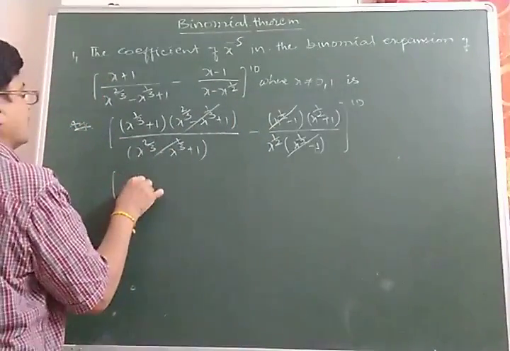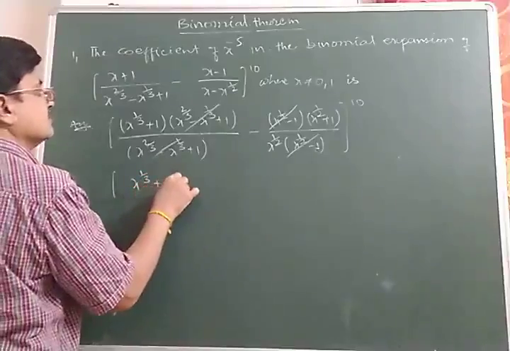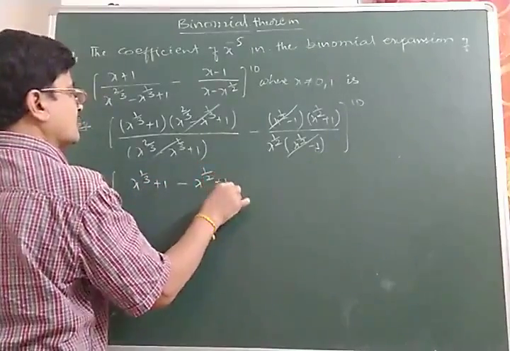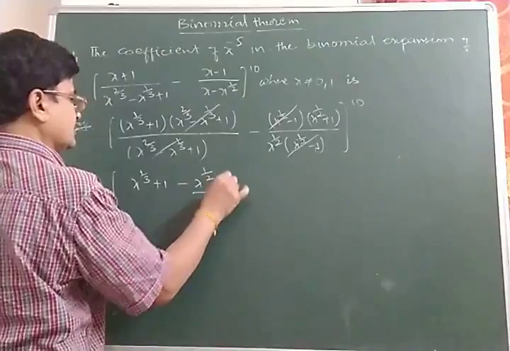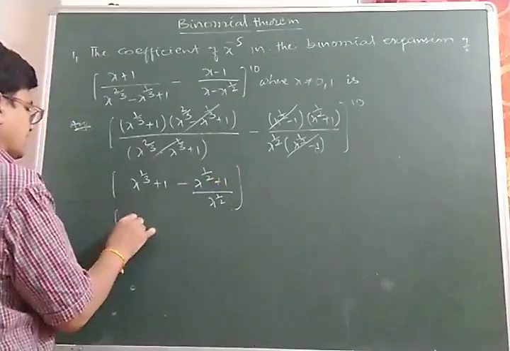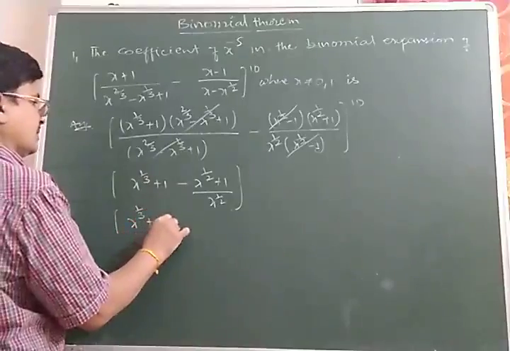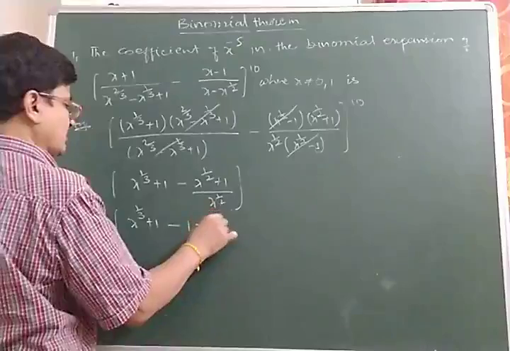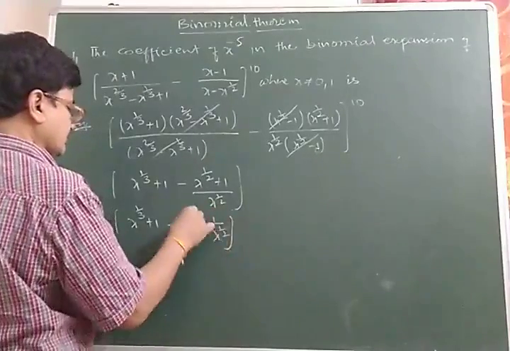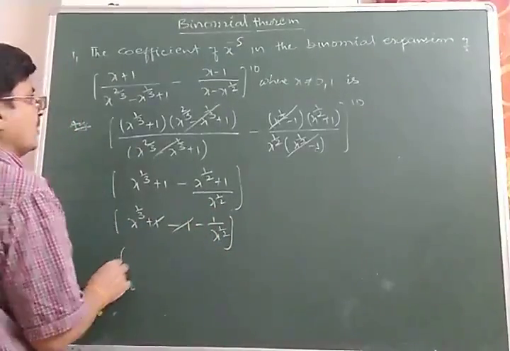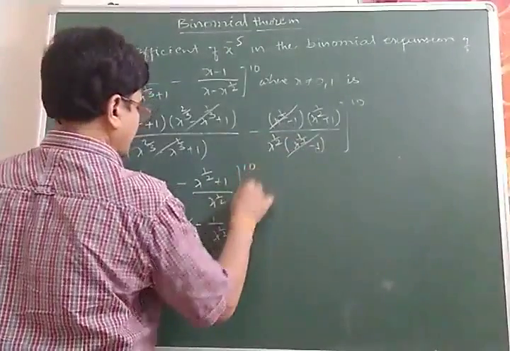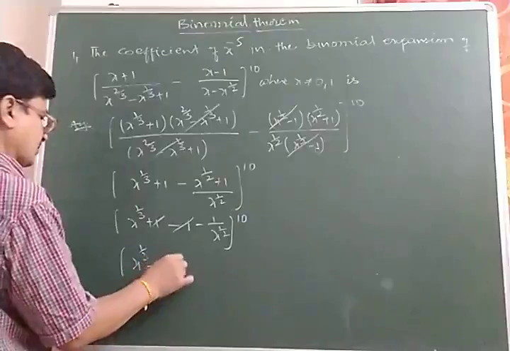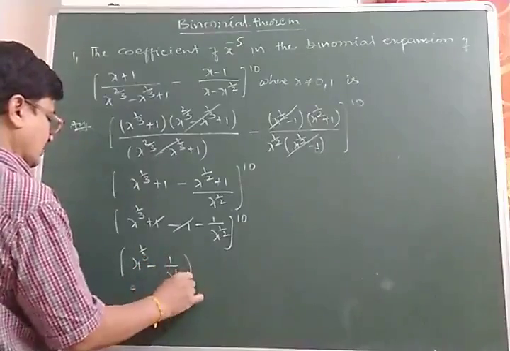Now this is x^(1/3) + 1 − x^(1/2) − 1/x^(1/2). Now again this is x^(1/3) + 1 − 1 − 1/x^(1/2), whole to the power of 10. That is (x^(1/3) − 1/x^(1/2)) whole to the power of 10.